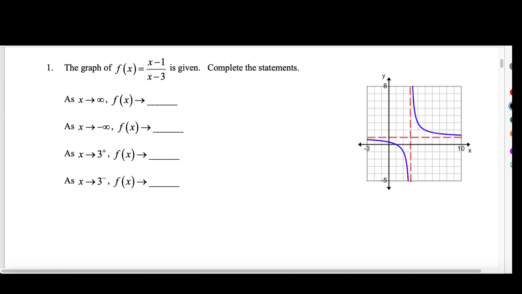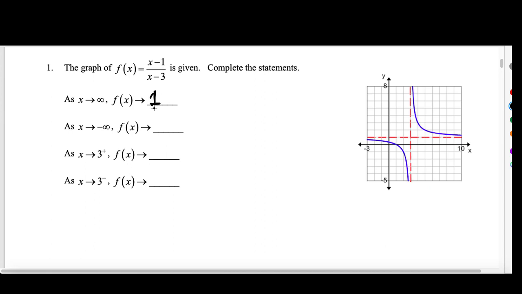So if we want to fill in the blanks over here, we could say as x goes to infinity, what happens to the function, right? As x gets bigger and bigger without bound, what happens to the function? The function approaches this horizontal red line, the horizontal asymptote, and that horizontal line passes through y equals 1, right? So as x goes to infinity, we say that f of x approaches 1.